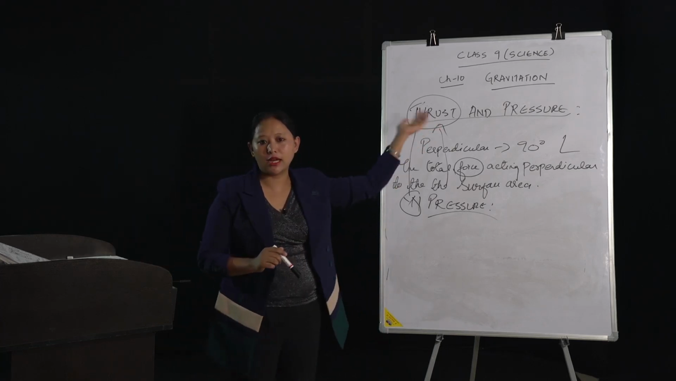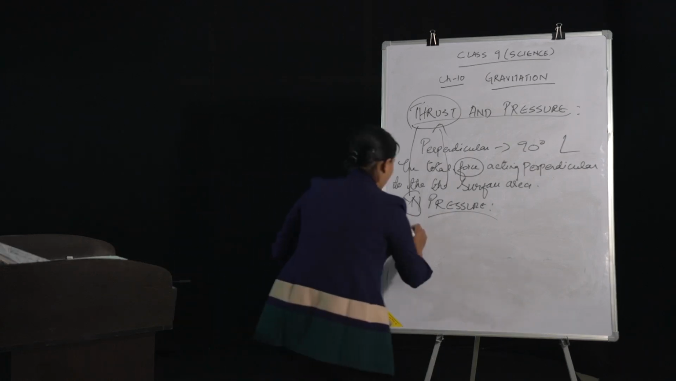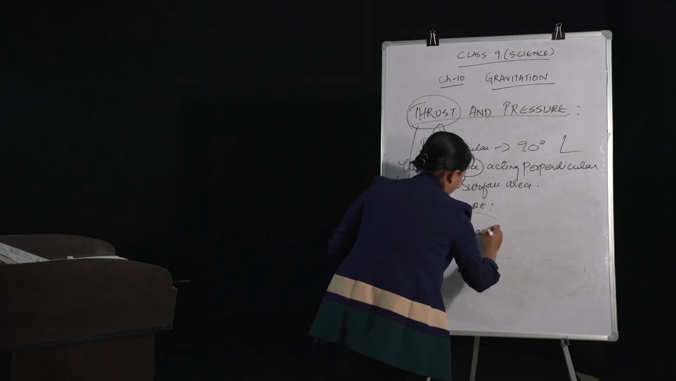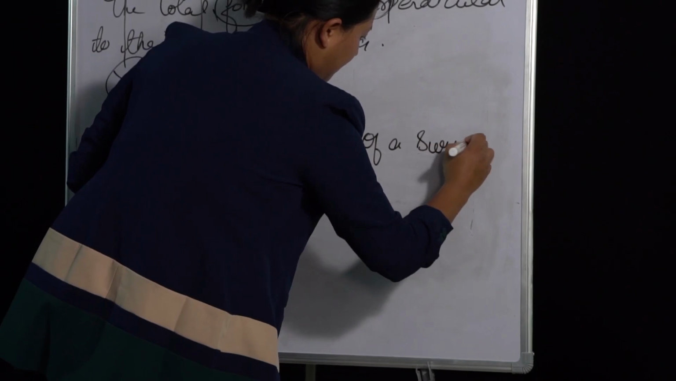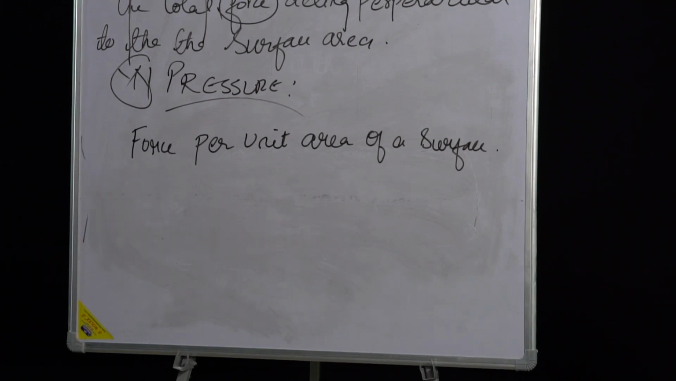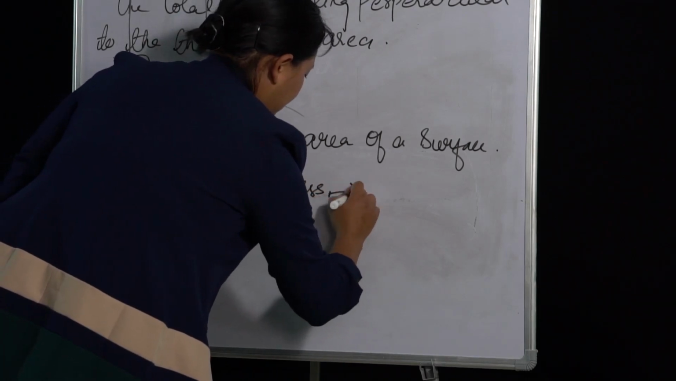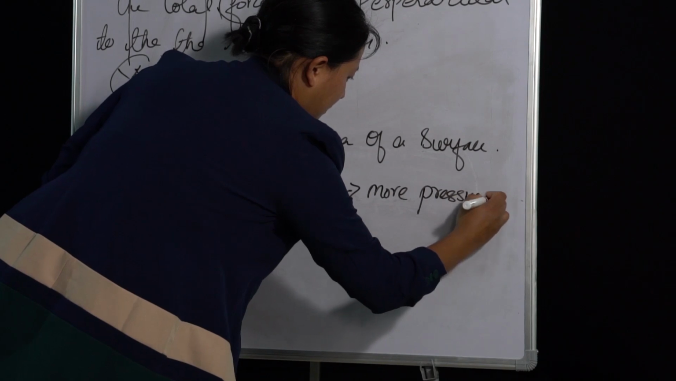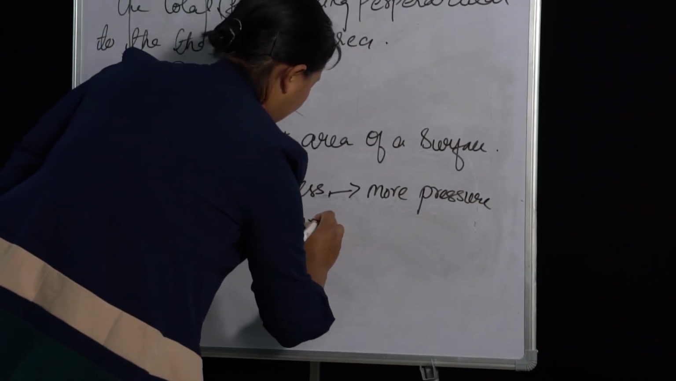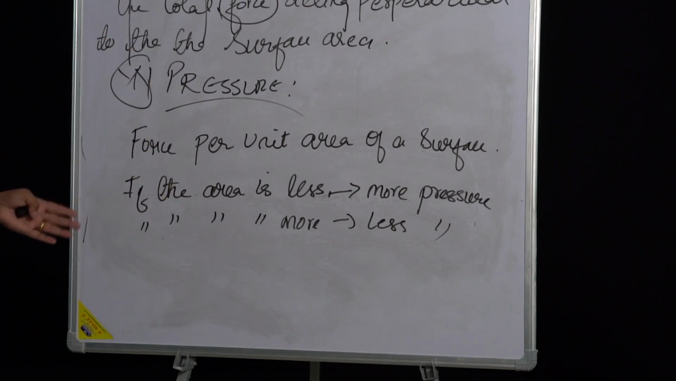That's where the concept of pressure comes in. We can define pressure as the force per unit area of a surface. That means if the area is more, pressure will be less, and if the area is less, pressure will be more. So if the area is less, there will be more pressure, and if the area is more, there will be less pressure.